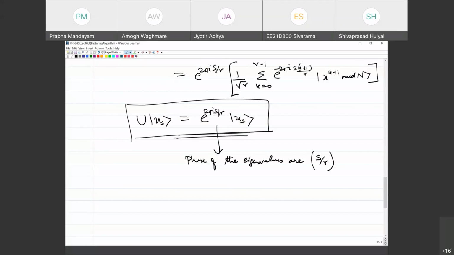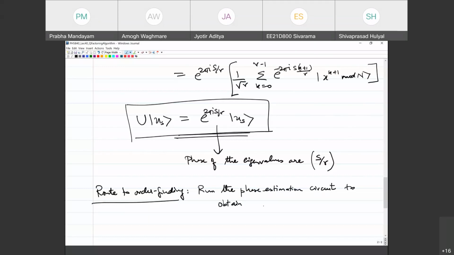So the route to order finding is to basically run the phase estimation circuit to obtain the values S by R for different S, and hence obtain R.